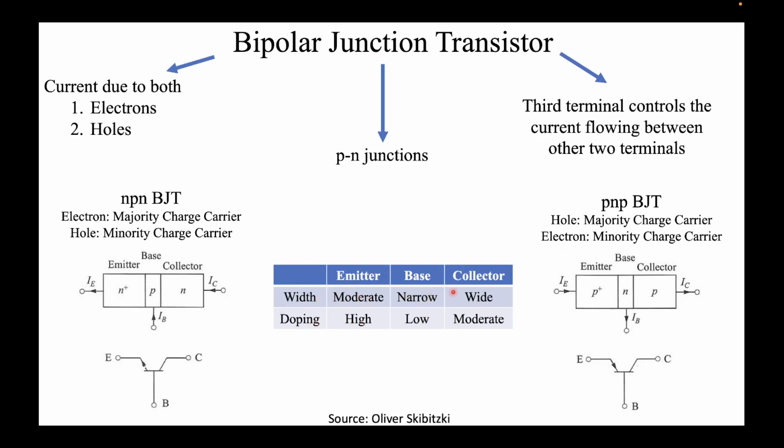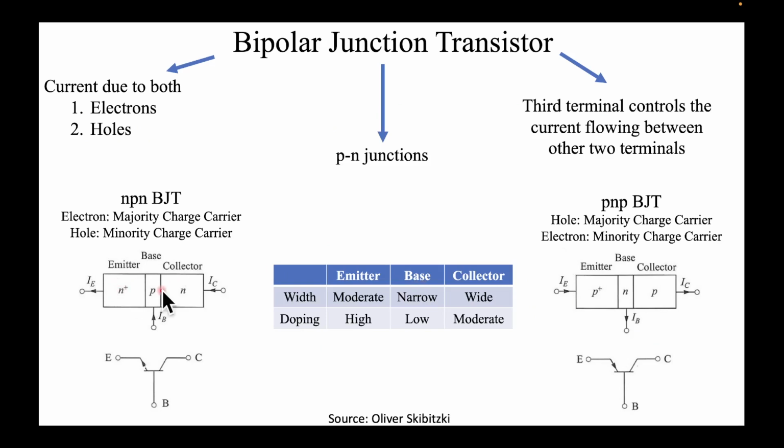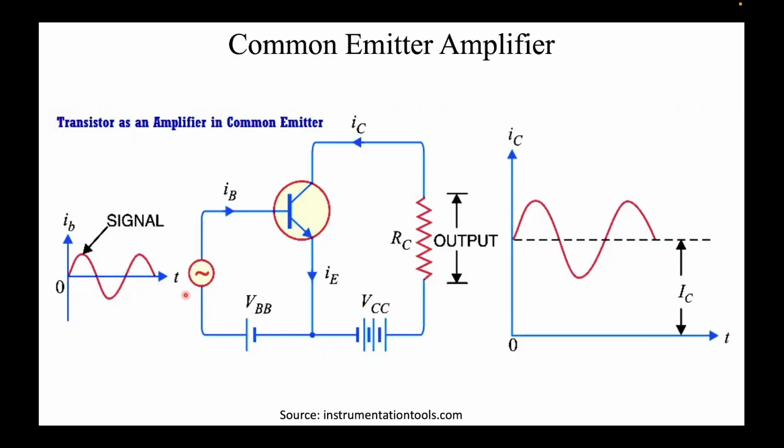And this is an important thing, questions can be asked regarding this. Usually the emitter is highly doped, the base is very lightly doped, and the collector is moderately doped. The emitter is of moderate width, the collector is wide because it needs to collect all the electrons, and the base is narrow because we don't want to lose any electrons that are traversing the NPN junction, because electrons have to travel from this direction to this direction, right?